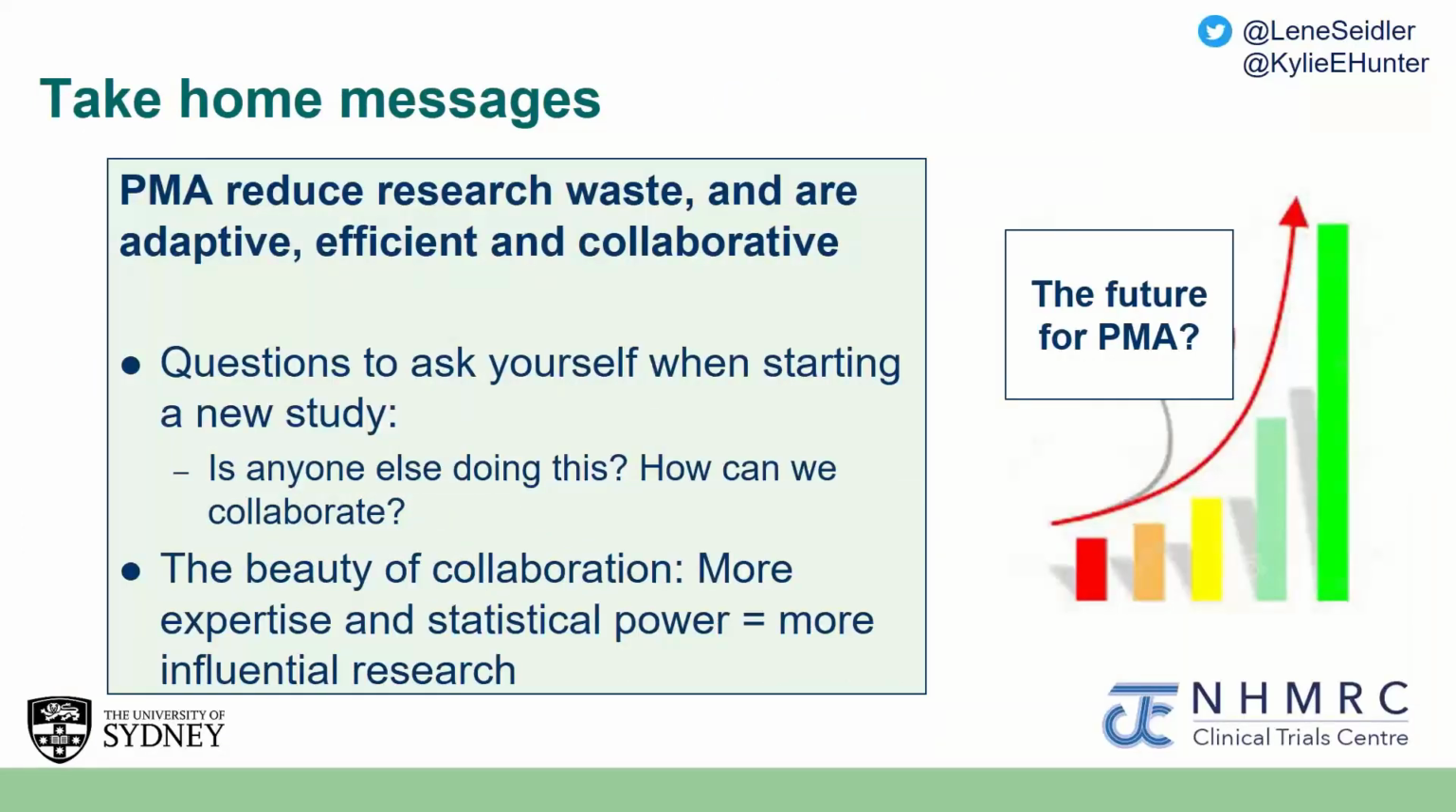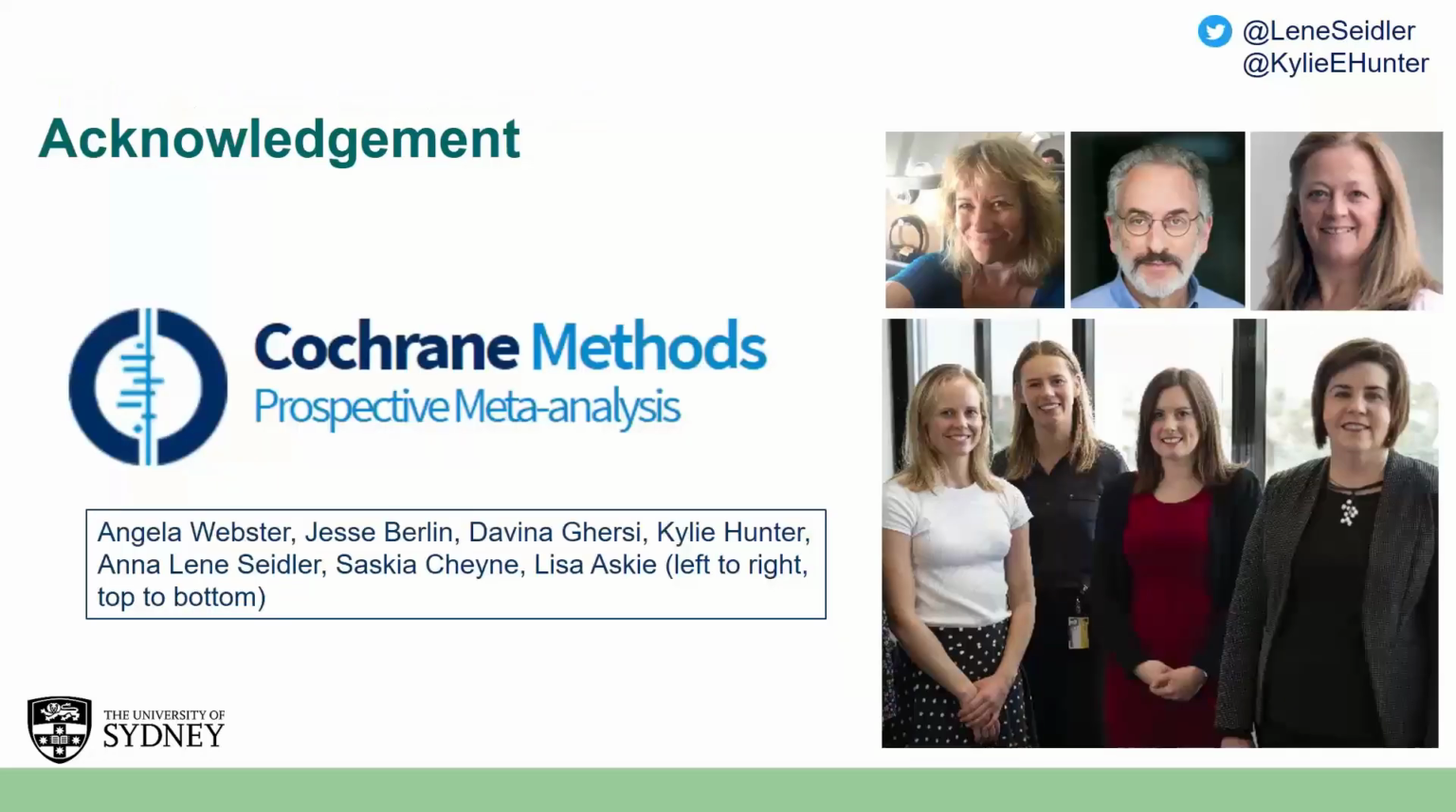Now, before I open up to questions, I would just like to summarize a few take-home messages. So PMA can reduce research waste, and they're adaptive, efficient, and collaborative. And we would like to encourage you, when you start a new study, to ask yourself, is anyone else doing this? And if so, how can we collaborate? Because the beauty of collaboration is that we bring together more expertise and more statistical power, which can lead to more influential research. And we would like to acknowledge the Cochrane Prospective meta-analyses methods group. All the work that we have presented constitutes joint undertaking by this group that has been around for many years.